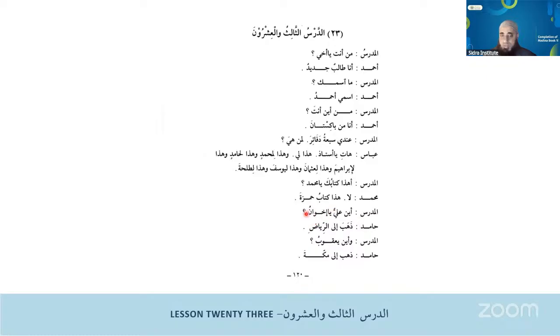So that ikhwan is used for friends and colleagues. Hamid says ذهب إلى الرياض. He went, meaning Ali went to Riyadh, which is in Arabia. Now the teacher says وأين يعقوب? And where is Yaqub? Now notice here, Yaqub is غير munsarif.